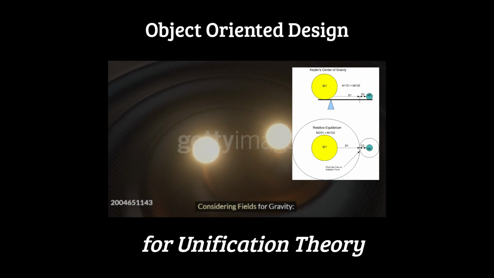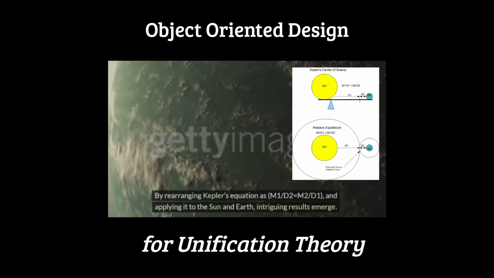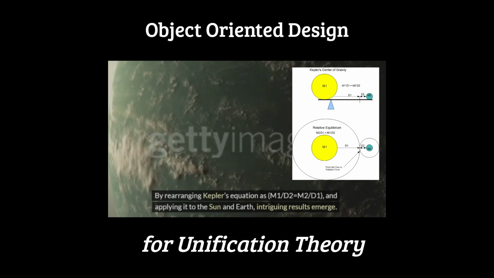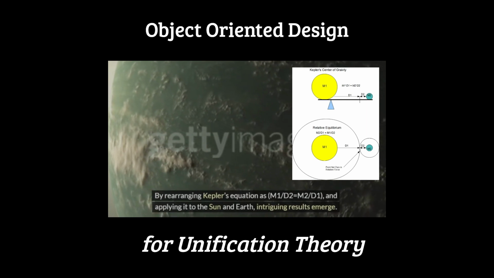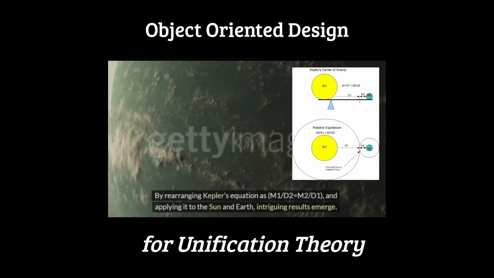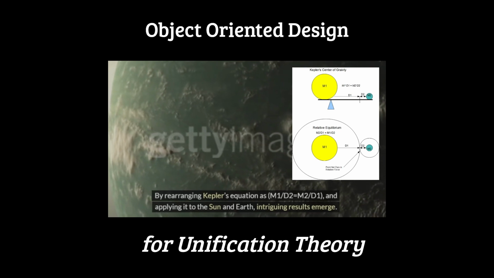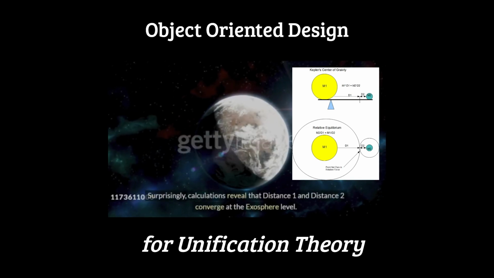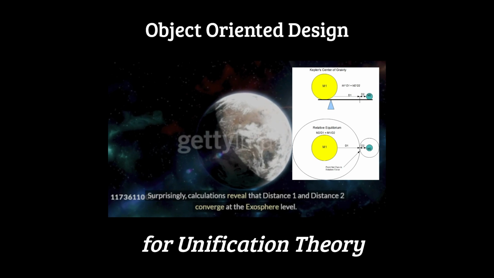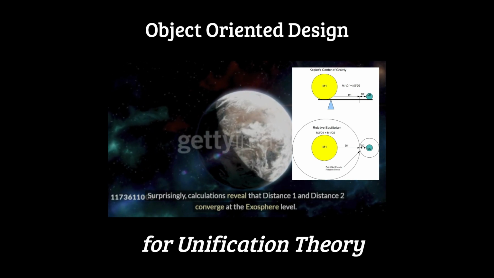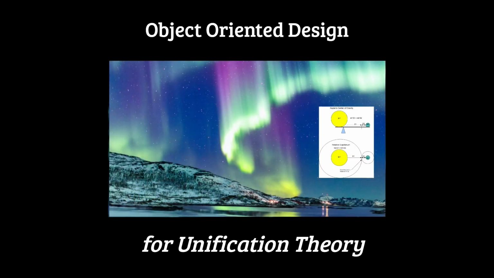Considering fields for gravity. By rearranging Kepler's equation as m1/d2 equals m2/d1, and applying it to the Sun and Earth, intriguing results emerge. Surprisingly, calculations reveal that distance 1 and distance 2 converge at the exosphere level. This convergence point coincides with phenomena like the electromagnetic storm, suggesting a correlation between gravitational fields and observable atmospheric events.